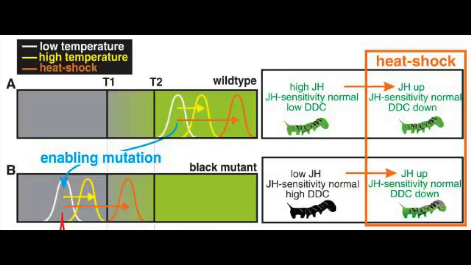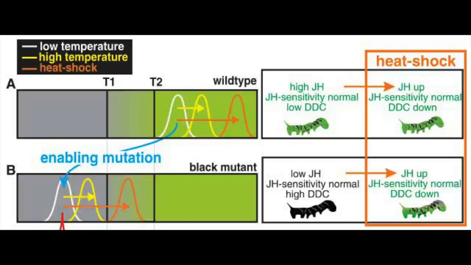Now, when you look at this diagram, you still have the same amount of play in the concentration of juvenile hormone. When you heat it up, yeah, you shift that concentration of JH to the right. So it's still doing exactly the same thing, but now it's in a smaller range. It's in a lower range of concentration. So it's not sufficient to suppress DDC.